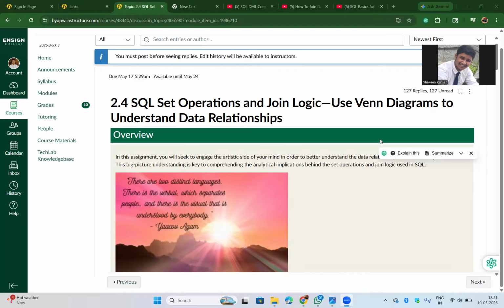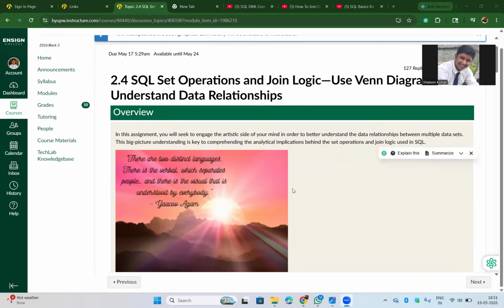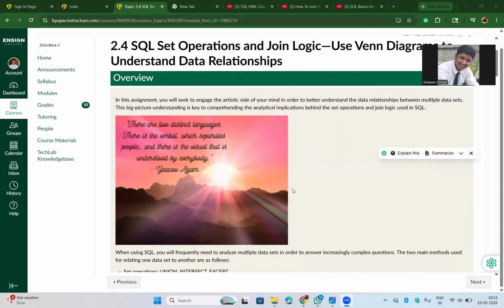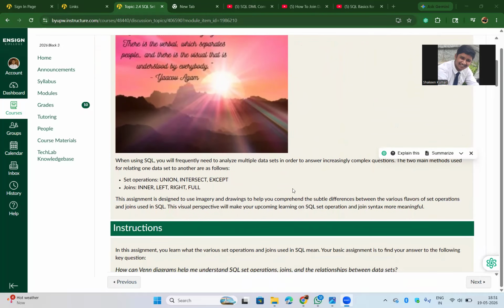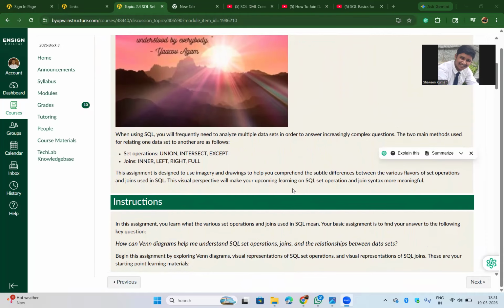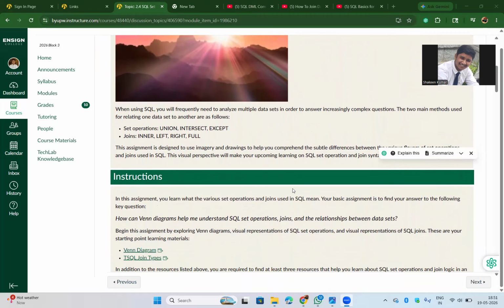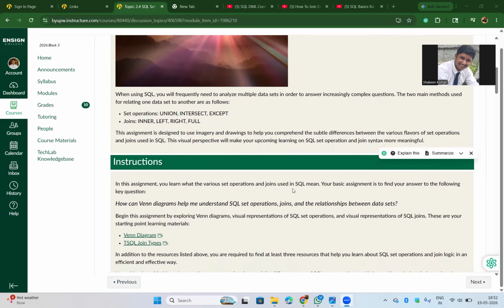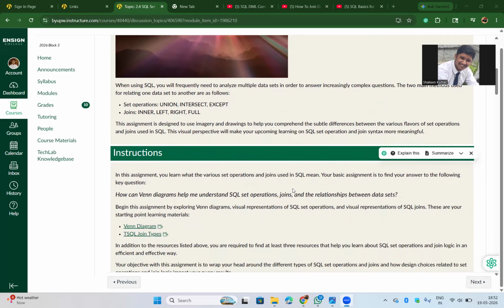Today we are going to look at how Venn diagrams can help us understand data relationships in SQL logic. When we work with a database, we often have to bring different sets of data together to find answers. We do this using set operations like union, intersect, and except, and join operations like inner, left, right, and full joins. So let's dive into the video.